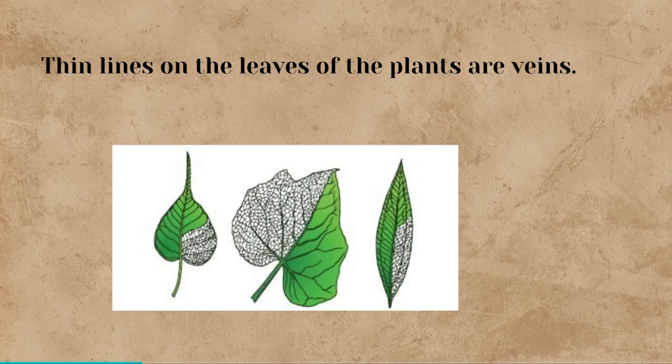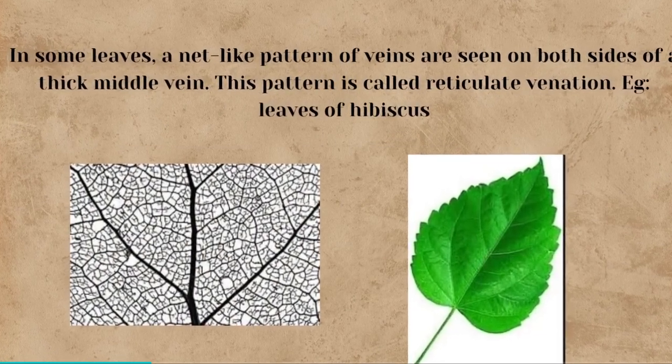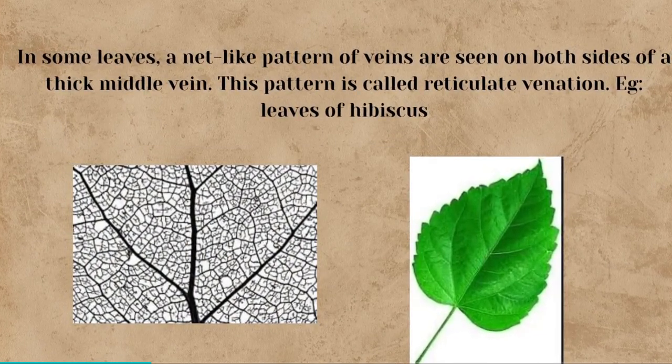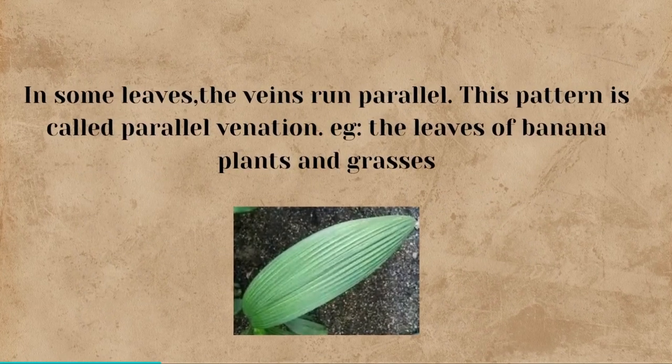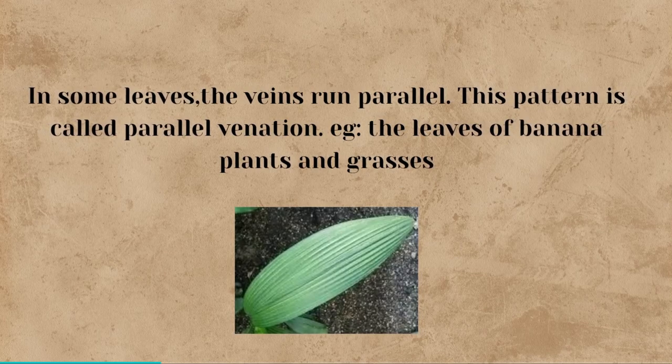Thin lines which are found on the leaves of plants are called veins. They act as the conducting tissues. In some leaves, a net-like pattern of veins is seen on both sides of a thick middle vein. This pattern is called reticulate venation. In some leaves, the veins run parallel, and this pattern is called parallel venation.